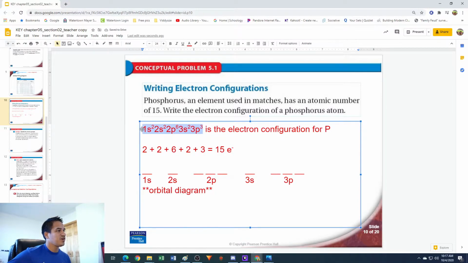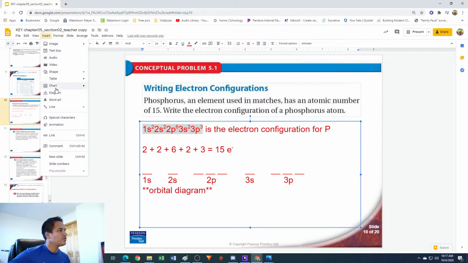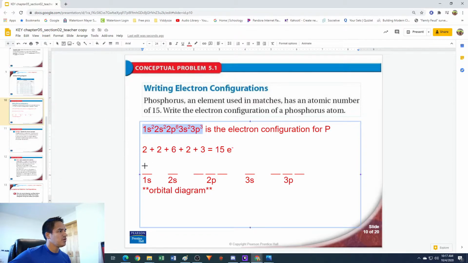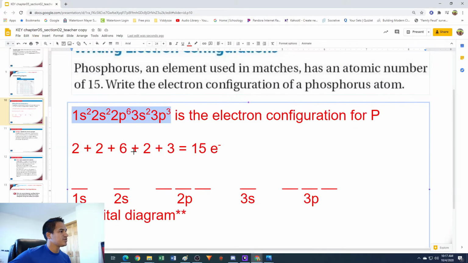So this electron configuration we have right here for phosphorus, we're going to show as an orbital diagram. We're going to go insert, arrow, and draw some arrows. And you know what? Let's zoom in here to make it a little bit easier to see.